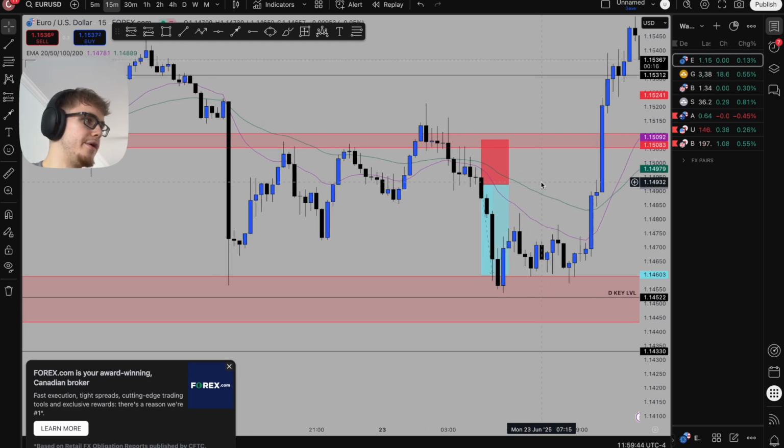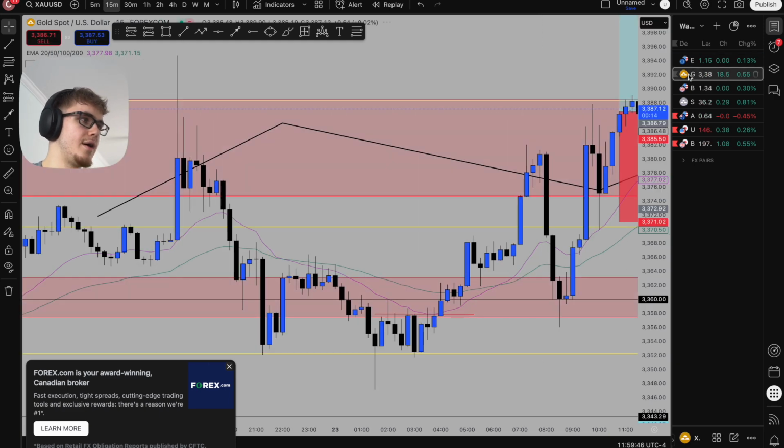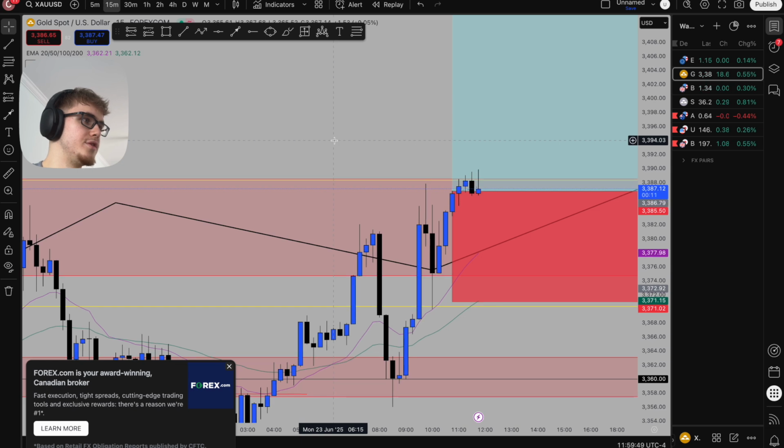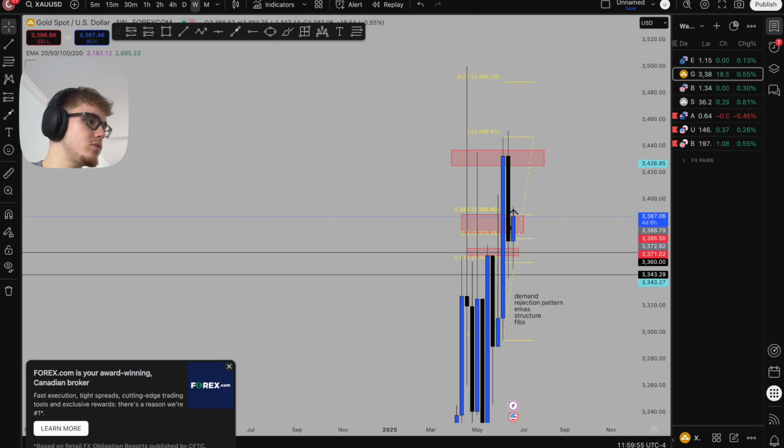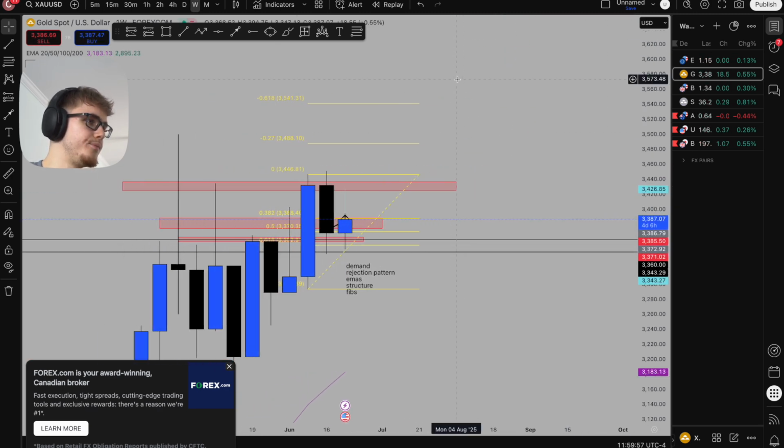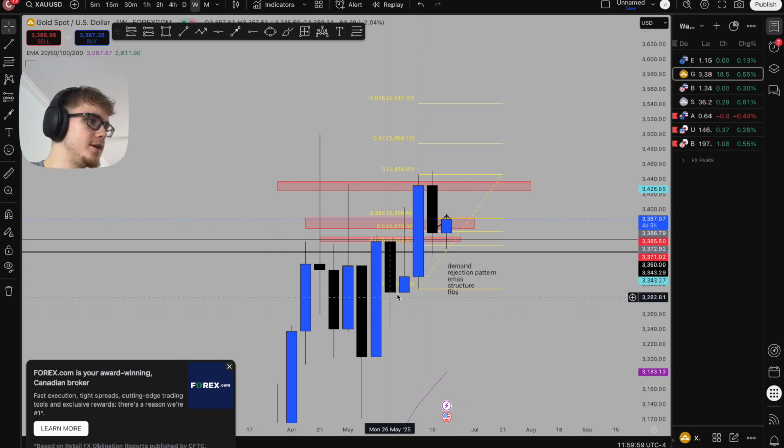Now, I also ended up entering a trade on gold. What happened here is that price finished retracing and started rejecting this key level. It was used as resistance, now used as support, and it is clearly showing us some big bullish momentum.